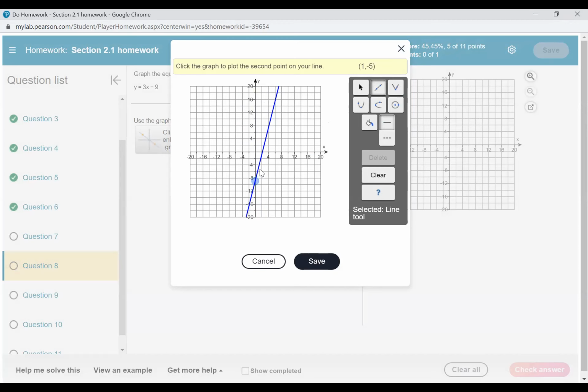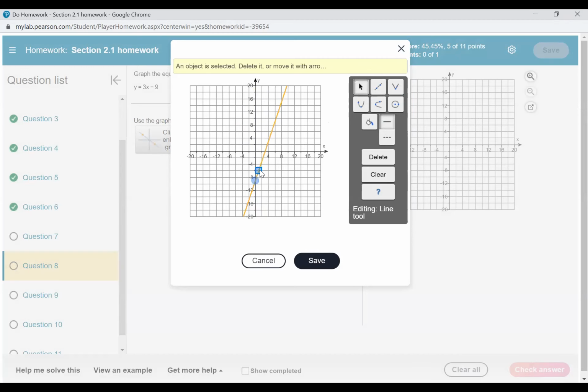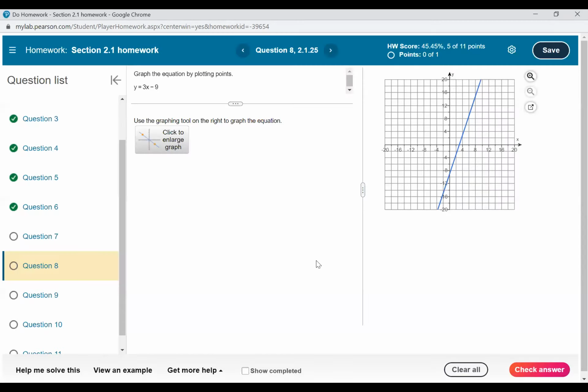All right, let me see. I'm at 1, negative 5. 1, negative 6 now. Woo, that thing's touchy though, so be careful on it, all right? All right, y'all, then you save that and then be done.